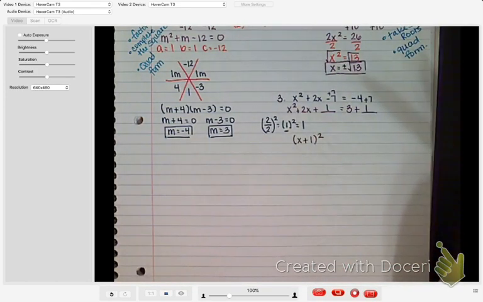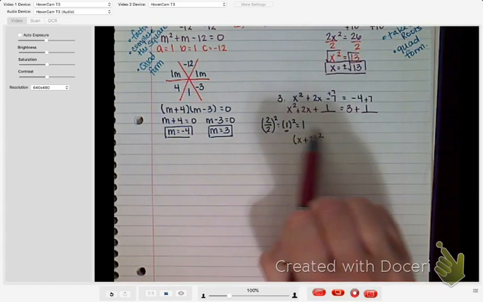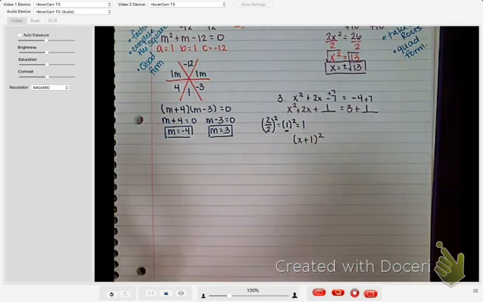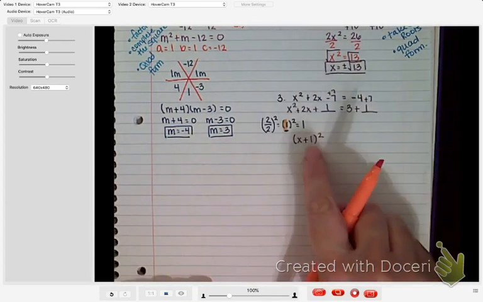Well, the only two numbers that multiply to 1 are 1 and 1, and 1 plus 1 is going to give you 2. This will always be a perfect square trinomial. So this term right here in the middle, right before you square it, will always be what you would get.